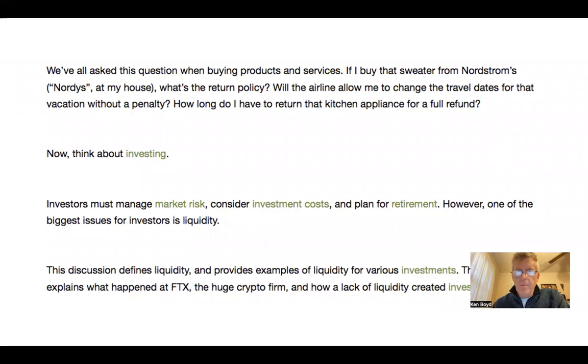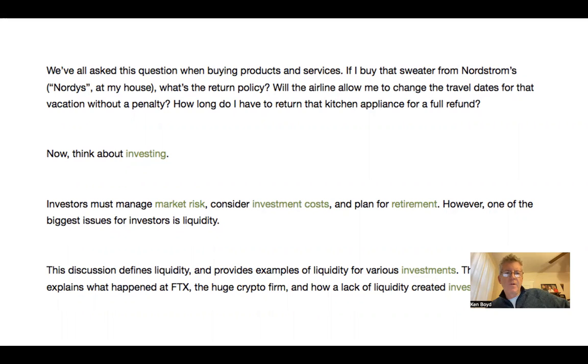So we've all asked the question when buying products and services: if I buy that sweater from Nordstrom's, what's the return policy? Will my airline allow me to change the travel dates for that vacation without penalty? And how long do I have to return that kitchen appliance for a full refund? We've all asked these questions when it comes to spending. Now let's talk about investing.